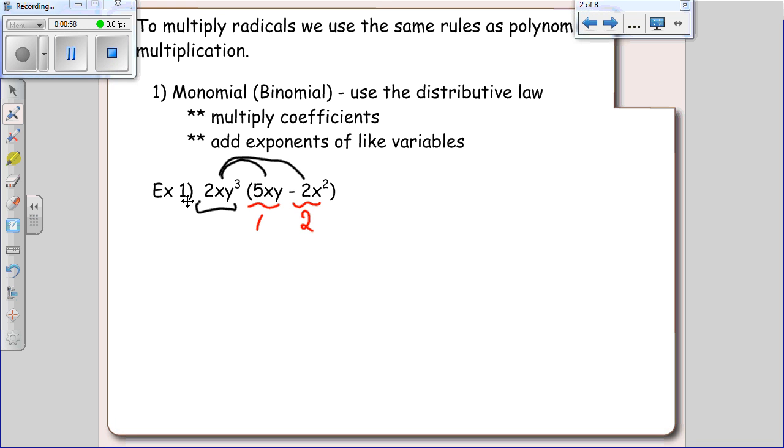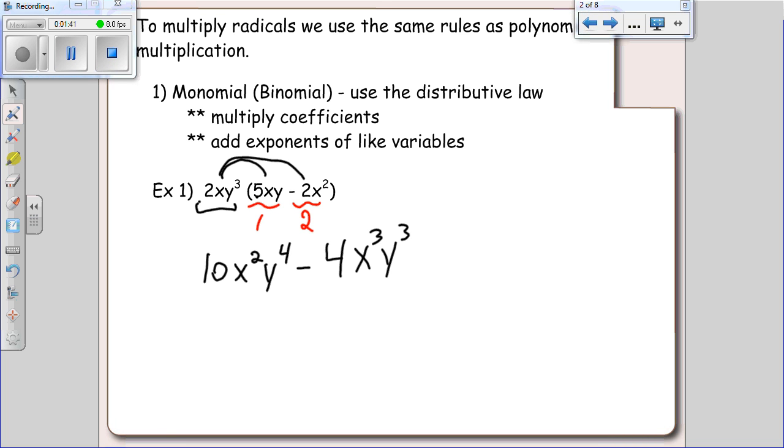Okay, so this first piece, we're going to put it in there. The 2 multiplies with the 5 to give you 10. The x multiplies with the x to give you x squared. The y cubed times y, what does that give you? Y to the power of 4. Remember, you add your exponents when you're multiplying. So y to the power of 4. Then we're going to subtract. 2 times 2 is 4. The x times the x squared will give you x cubed. We add our exponents. And the y cubed times, there's no y's. So it stays y cubed.